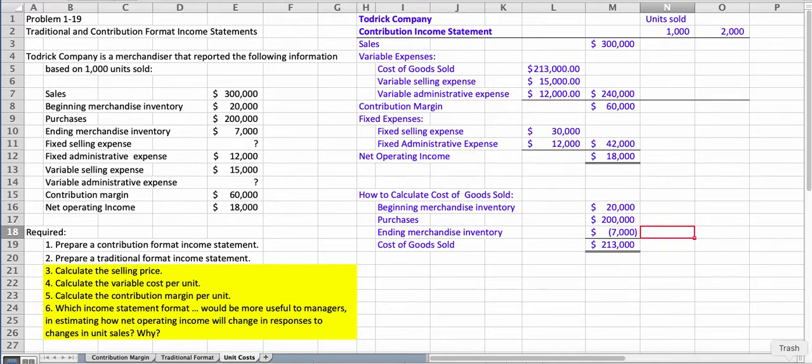Leonor here, and I'd like to answer the last couple of questions on this problem. Chapter 1, number 19.